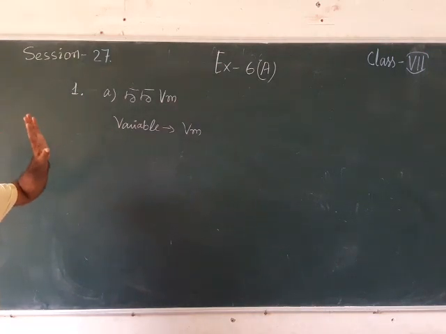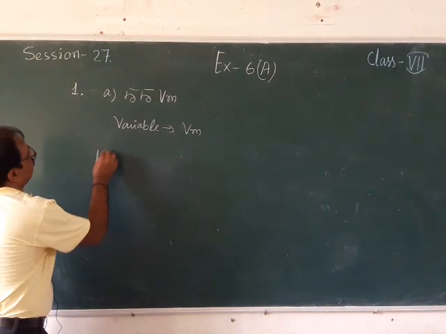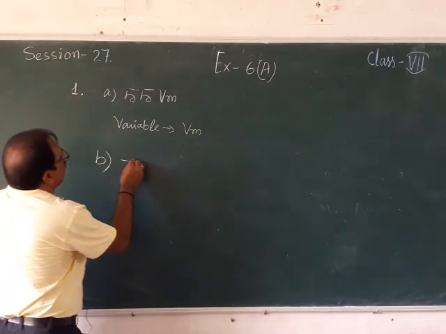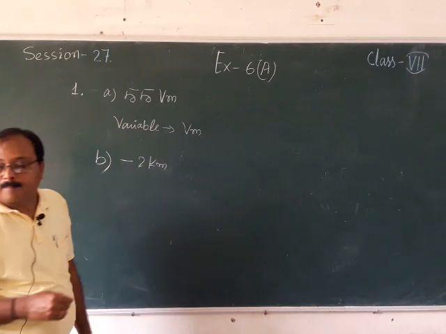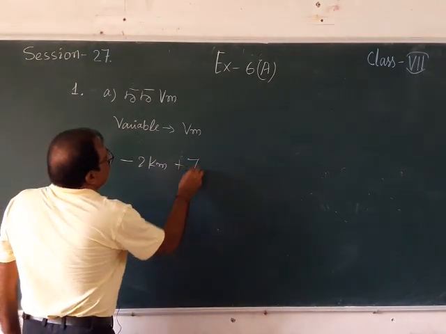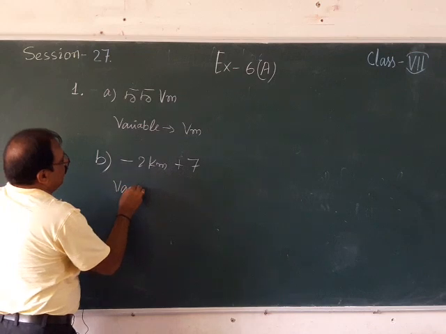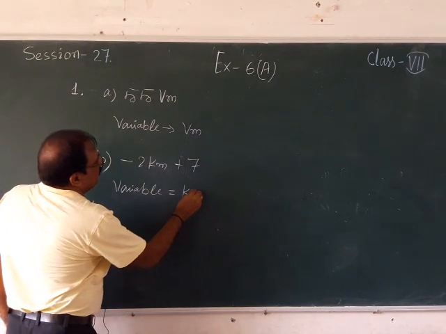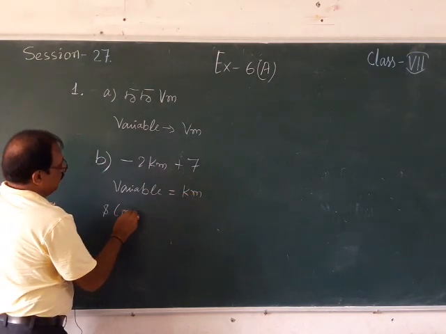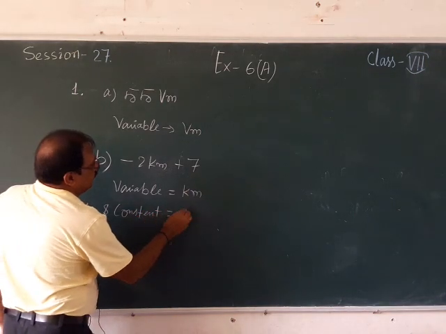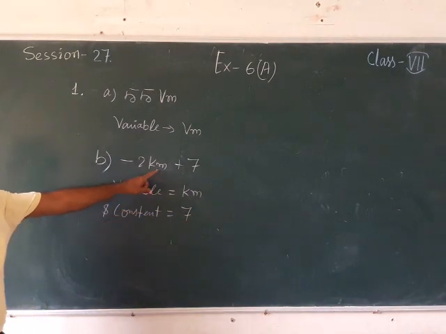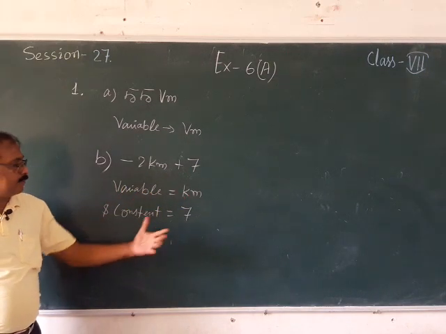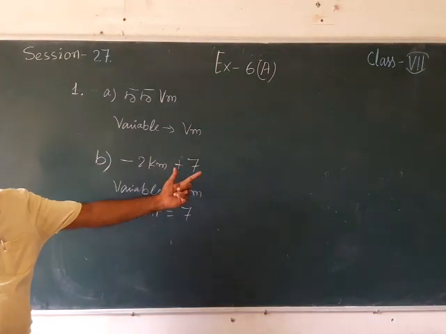There is no constant. Then suppose in part B I am writing Vm minus 2 km plus 7. So what is the variable? Here you can write the variable is km, and the constant is 7. No need to write minus 2. Actually the variable is km here and the constant is 7.